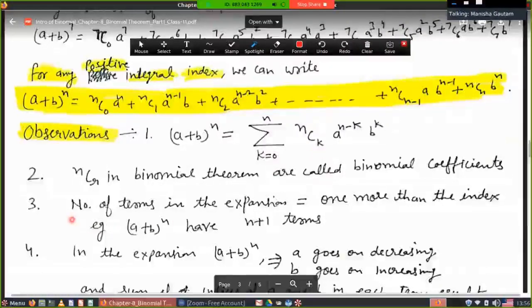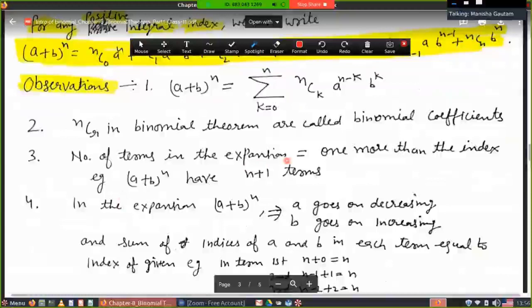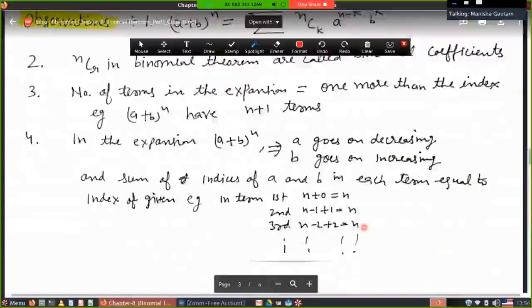Third, the number of terms in the expansion is equal to 1 more than the index. As I have told you in the previous sheet, if the power is 7, then you are getting 7 plus 1, 8 terms. And if the power is 2, then the identity (a + b)^2 has 3 terms. So it is 1 more than the index. Fourth, in the expansion of (a + b)^n, as we have studied, the power of a goes in decreasing order and the power of b goes in increasing order.